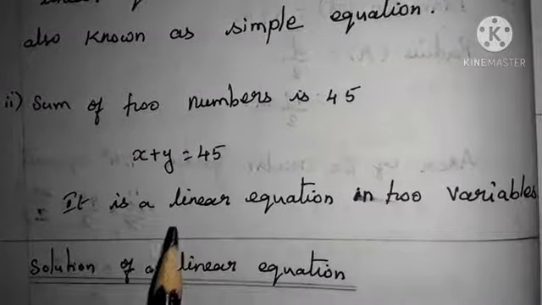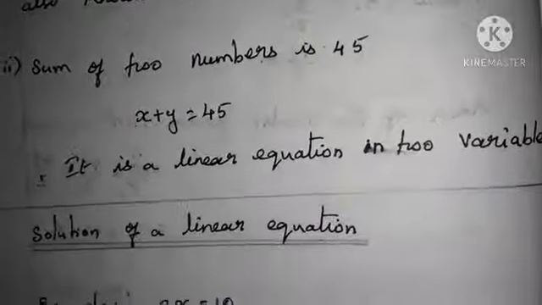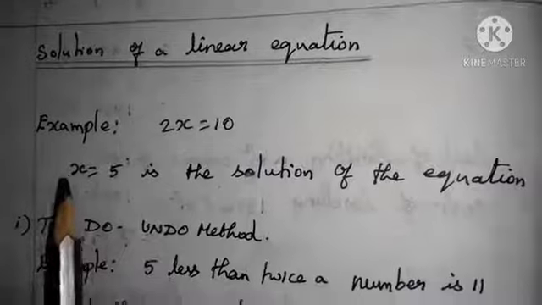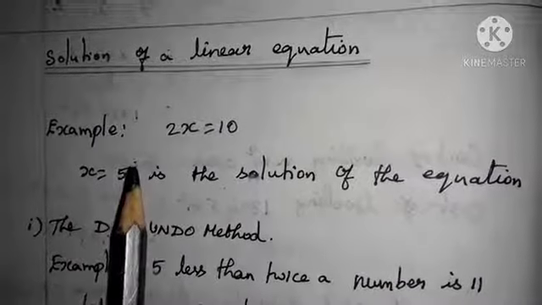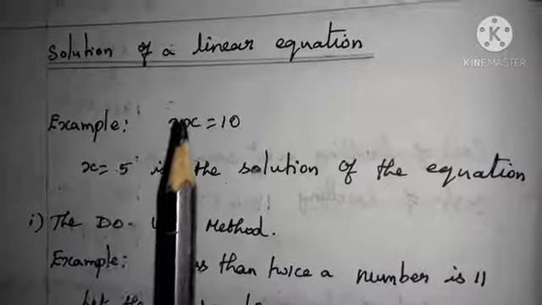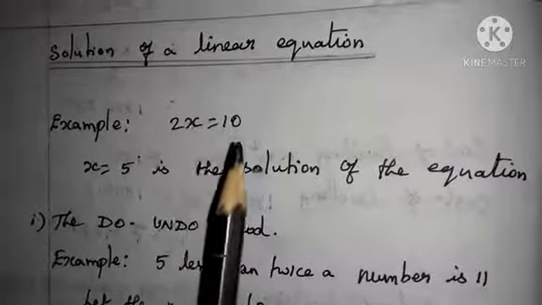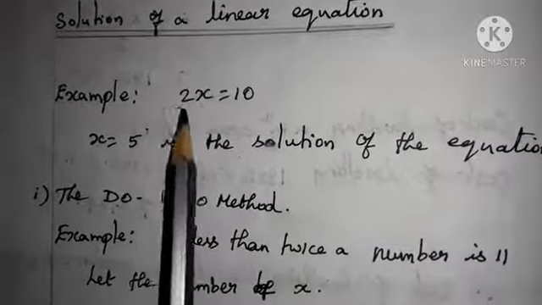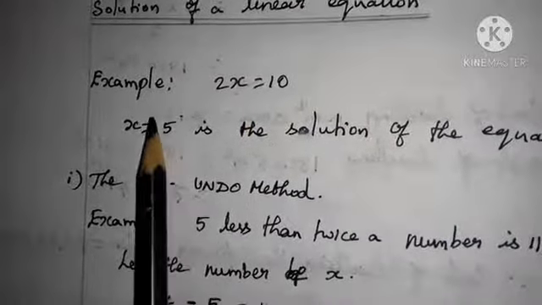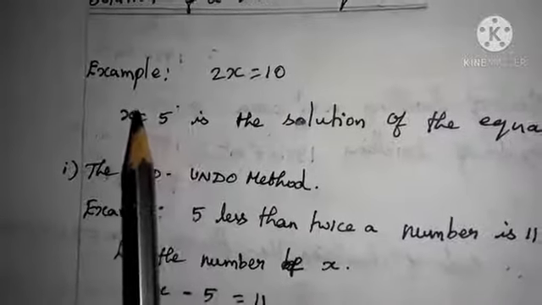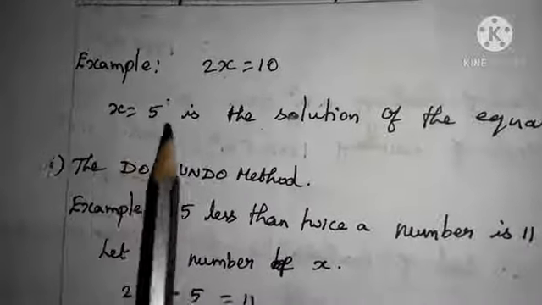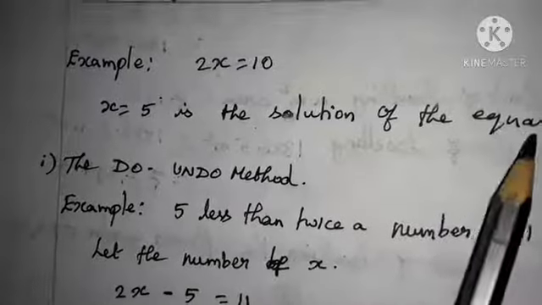Today we are going to learn how to solve a linear equation in one variable, that is, the solution of a linear equation. The value which replaces a variable in an equation so as to make the two sides of the equation equal is called a solution, or we call it the root of the equation. Consider the example 2x equal to 10. This equation is satisfied only with the value x equal to 5. No other value of x satisfies this equation. Therefore, x equal to 5 is the solution of the equation.